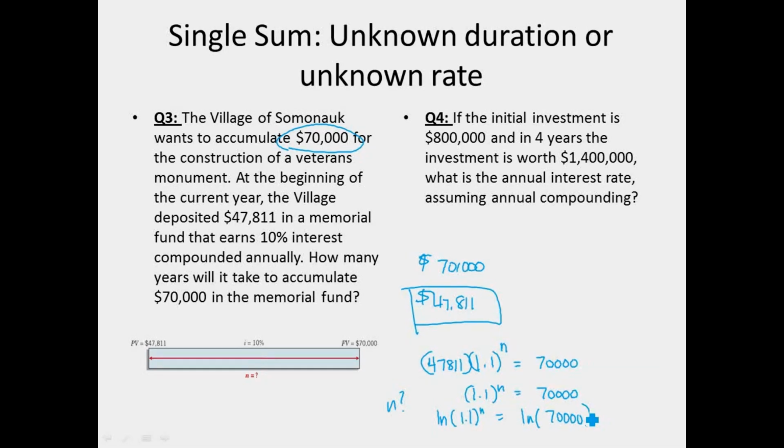Remember those log things that you learned in 12th grade, 11th grade, whatever? When you take the log of something that has an exponent, it's the same as N times the log. So N times the log of 1.1 is equal to the log of 70,000. Now we can just solve for N. I wanted you to tell me all that because some people wouldn't have remembered that log trick.